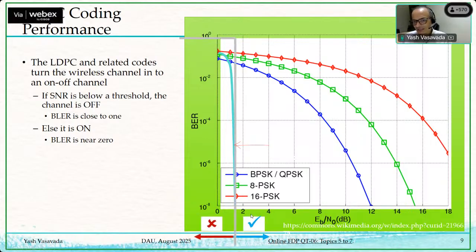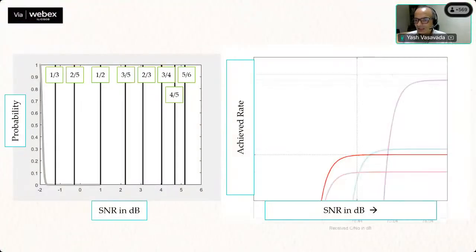On the right hand side of the SNR, you can operate. On the left hand side, you cannot operate. Now, given a particular scheme, let's say BPSK and some particular coding rate, as long as your SNR is on the right hand side, you can operate, and then that will be your achieved rate or achieved capacity or achieved data rate or achieved throughput.